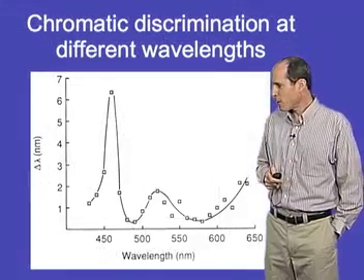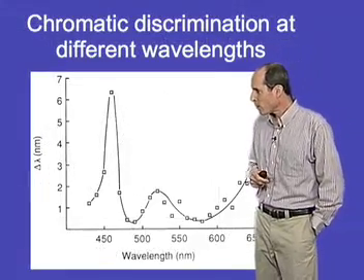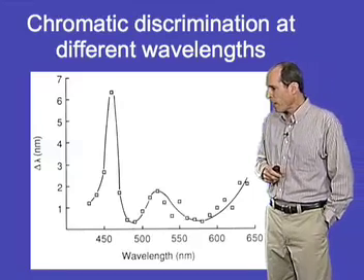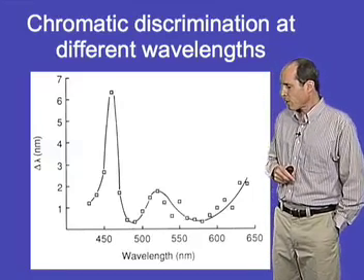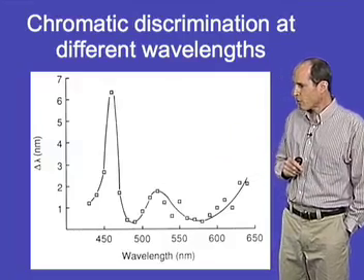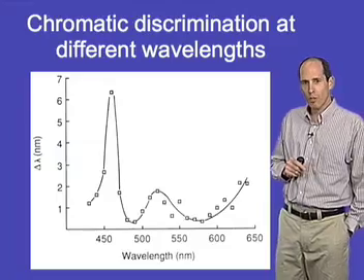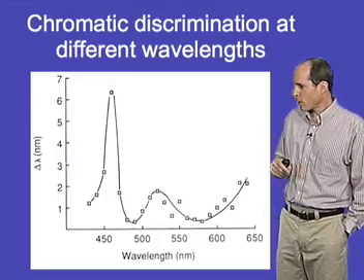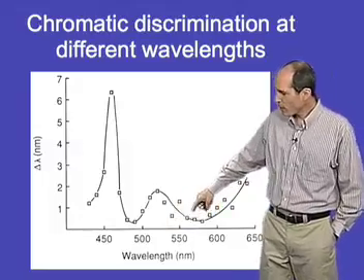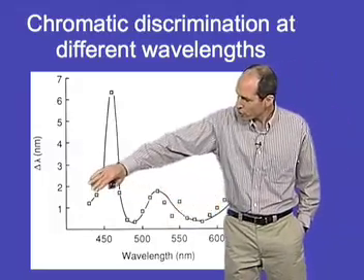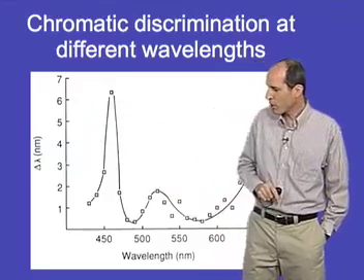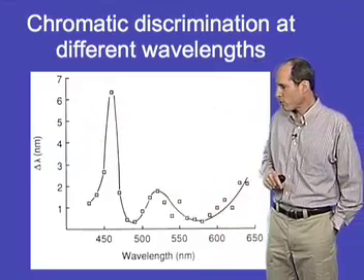Well, we can ask that in a number of ways. One way we could ask that question is by simply asking, at any given wavelength along the entire visible spectrum, how different do two lights have to be to tell them apart? So that's shown here, for example. Here on the horizontal axis is wavelength, and on the vertical axis is the differential, the delta lambda, the differential between two lights that one needs to discriminate them.